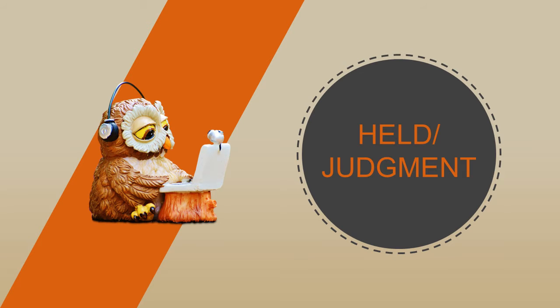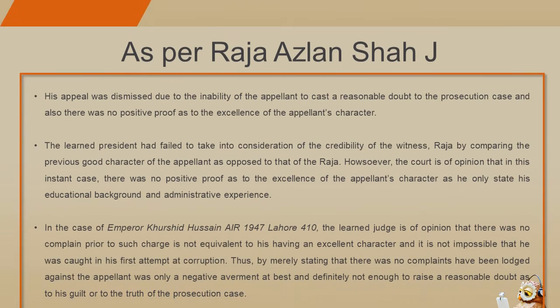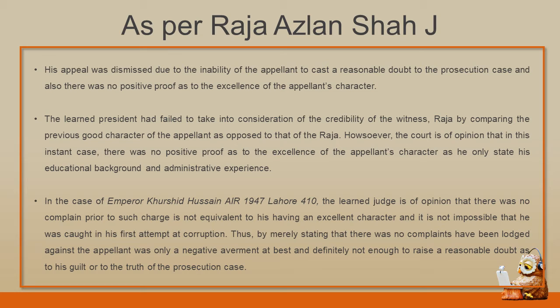Next, the held or judgment of the case. The court decided to dismiss the appeal due to the inability of the appellant to cast a reasonable doubt on the prosecution case, and also because there was no positive proof as to the excellence of the appellant's character. So coming back to the issue of character evidence, the court considered the propositions argued by the appellant's counsel, stating that the learned president had failed to take into consideration the credibility of the witness Raja by comparing the previous good character of the appellant as opposed to that of Raja.